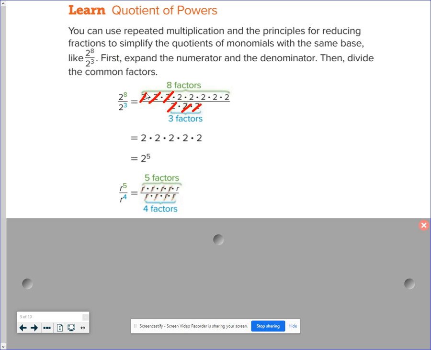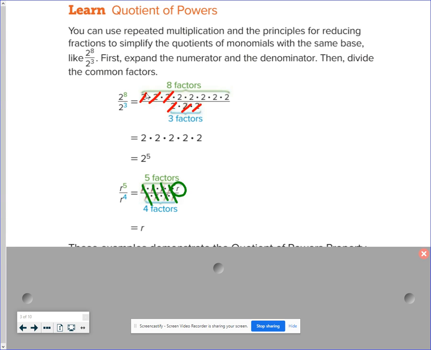So I've got r's this time. I've got a variable, and I'm going to say, oh, who cares? If it's common factors, we can cancel things out. So writing out 5 of those r's and 4 of those r's, we can cancel, cancel, cancel, cancel. All that's left is that single r. Or remember, that would really be r to the first power.